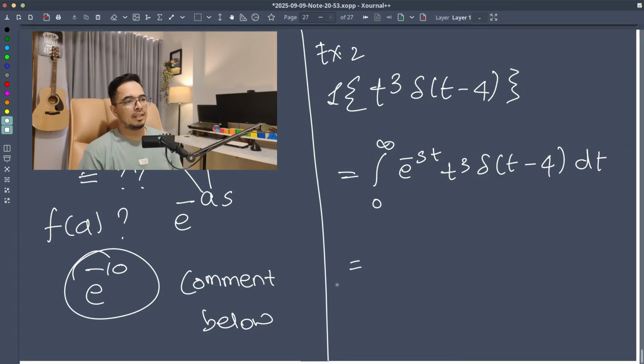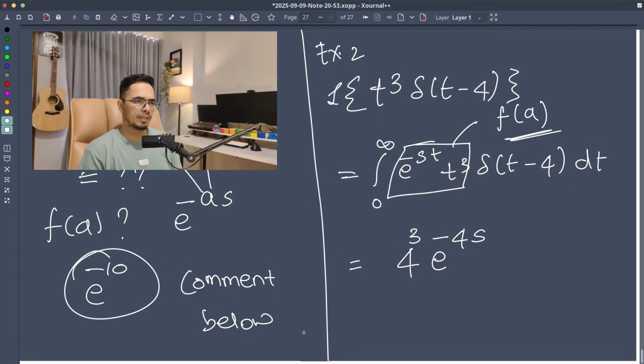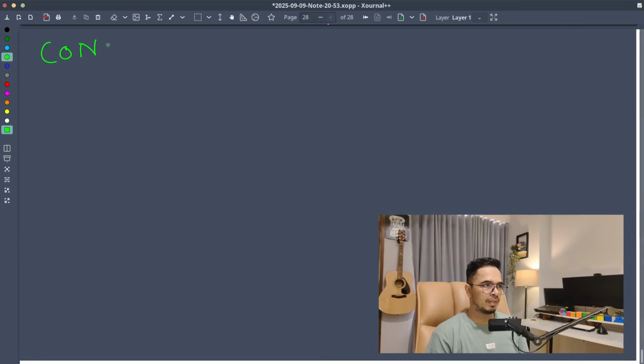Based on the principle that we had discussed earlier, we would get something like 4 cube e raised to minus 4s. You can express t cube e raised to minus st as some function, as we have discussed before in the property. So that way it is very simple and very intuitive to understand. So let us talk about convolution.